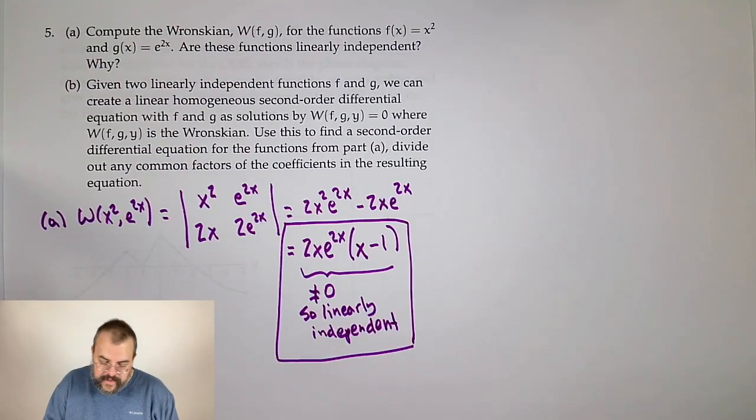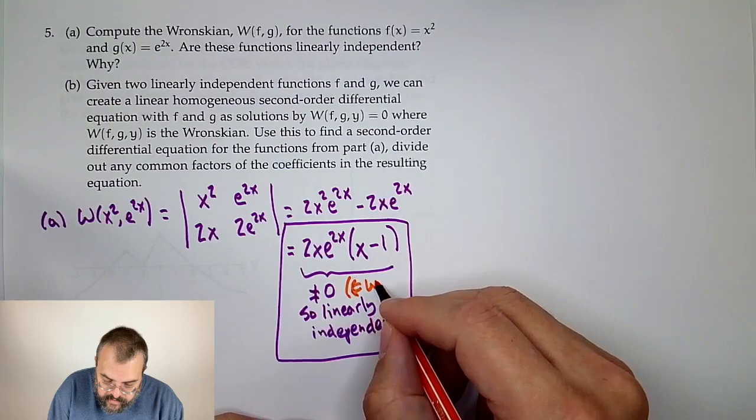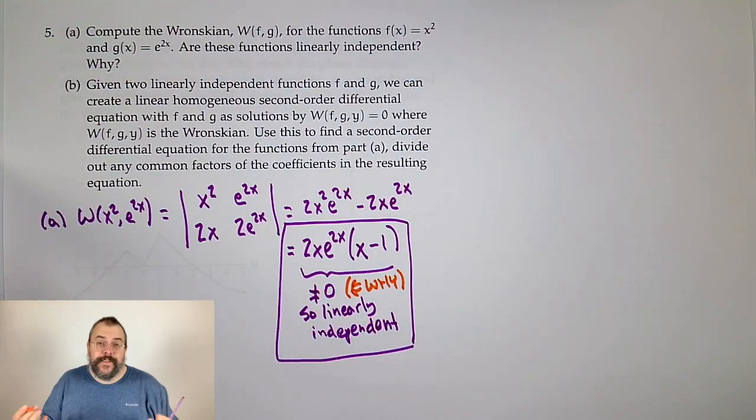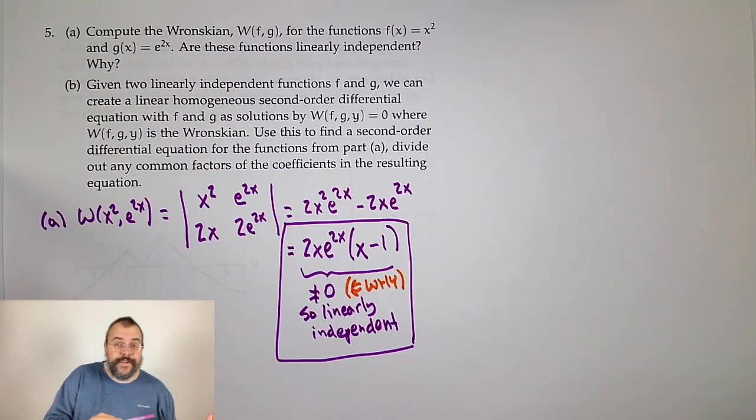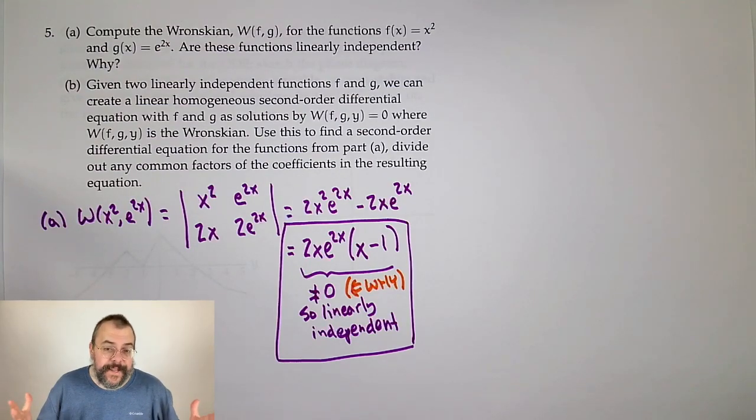So just to make it clear, we'll even just mark this is the y. It's not 0. So with the Wronskian, you really have sort of a yes-no question. Are you 0? Are you not 0? And that determines it all. So that's part A. That's not too bad.